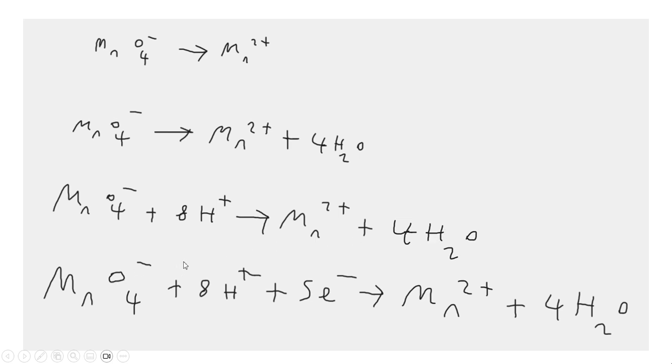Now I need to balance any charges with electrons. If I look at the left, MnO4 minus plus 8 plus, that's going to be minus plus plus. And then this is just 2 plus. So the charge on the left is 7 plus, because of the 8 H plus, and on the right it is 2 plus. So how do I balance it out? I need to add 5 electrons onto the left. Now this will become 2 and this will become 2, because 7 minus 5 is 2.